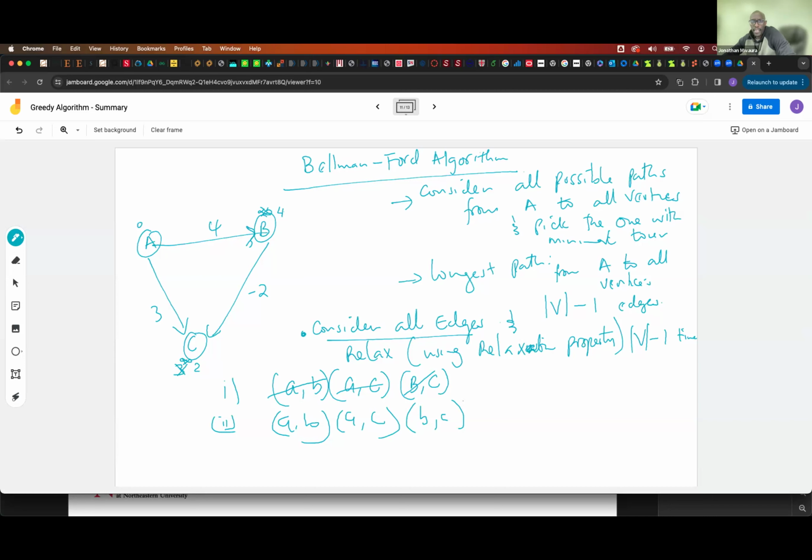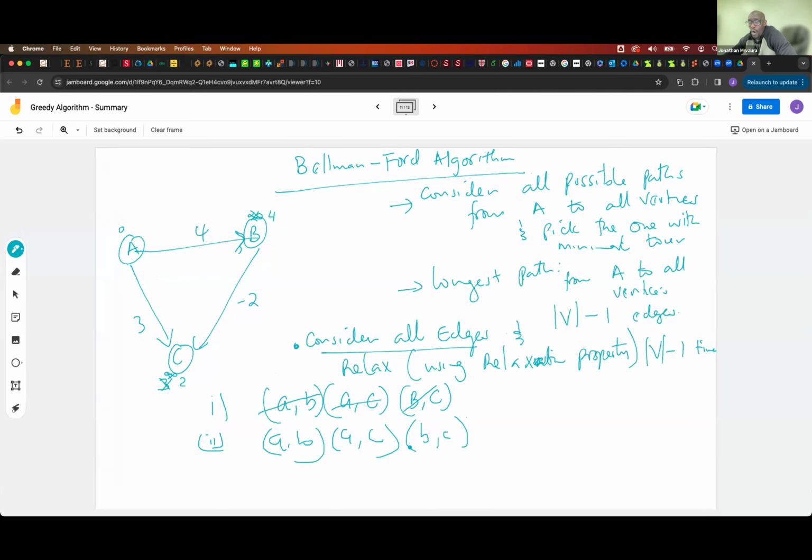And because we are considering them, just bear with me for a minute. I just want to make sure, okay, yeah, I believe it's sharing. Because we are considering all the edges one by one, these two should work. So let's do it again. A to B is 4. So this B does not change.